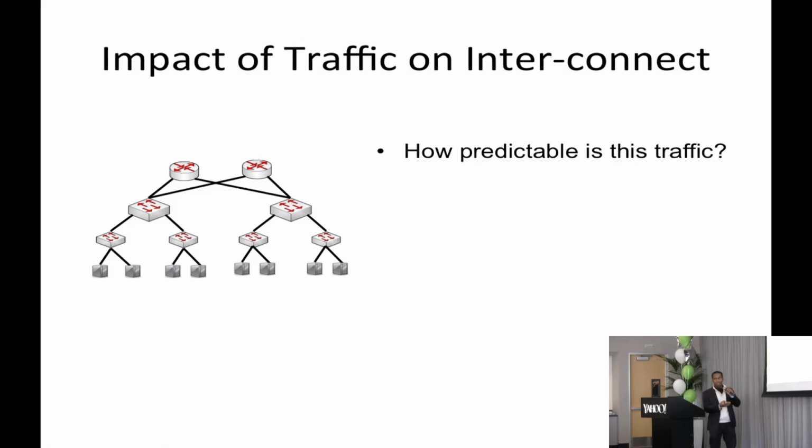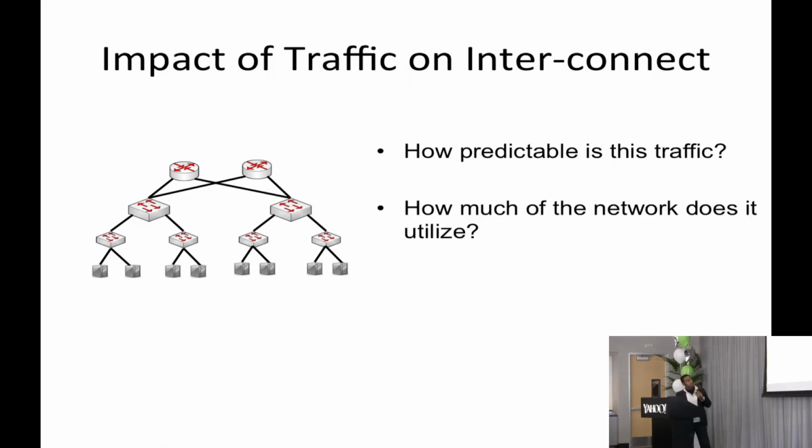Next question is how much. So if it's only 25% that leaves, how much of the network is actually utilized? Are we just wasting a lot of resources? And finally, if there is packet loss, where does this exist within the hierarchy? So we'll start by looking at what is predictable.